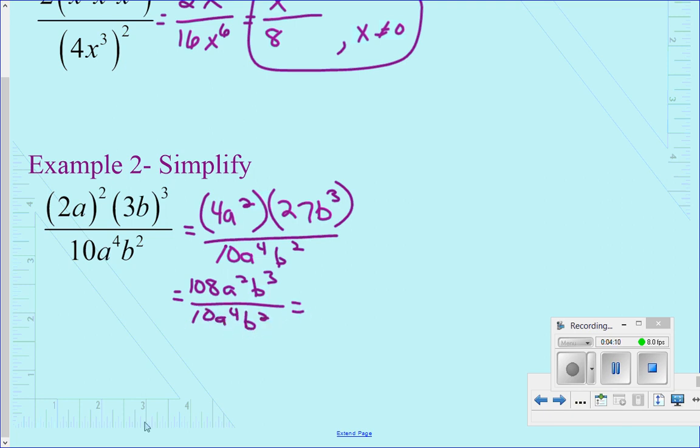So 108 divided by 10 is a decimal. You don't want decimals, but you can simplify each of those numbers by dividing by 2, which gives me 54 in the numerator and 5 in the denominator. Simplifying the a's, a squared over a to the 4th, 2 minus 4 is -2, which means a to the positive 2 goes in the denominator. And 3 minus 2 for the b's is b to the 1st, and that's positive, so b to the 1st goes in the numerator. Restrictions, a and b both can't equal 0.